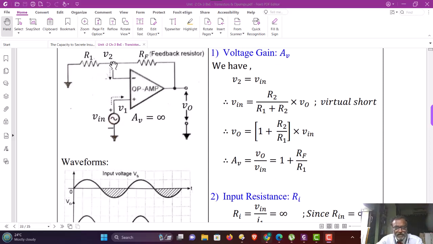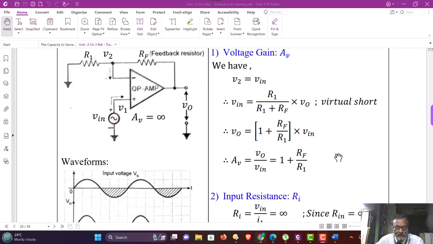Whereas V2 can be obtained from the resistance divider. There was a typo in the file, therefore I have corrected it and reloaded the file. So let us see now.